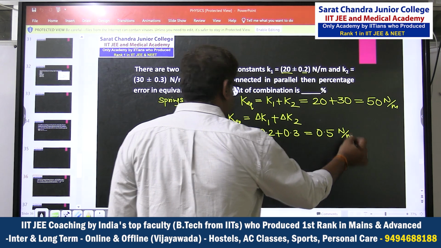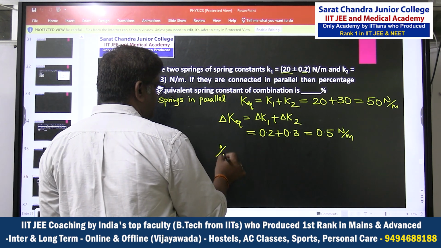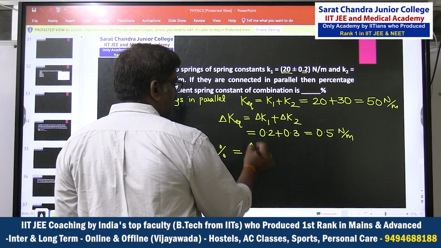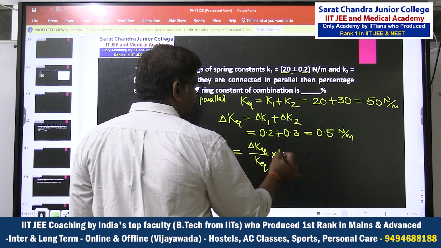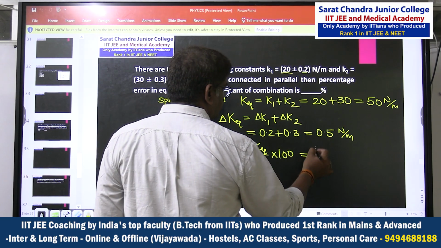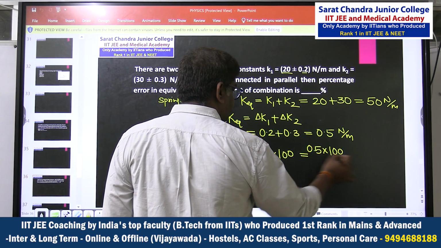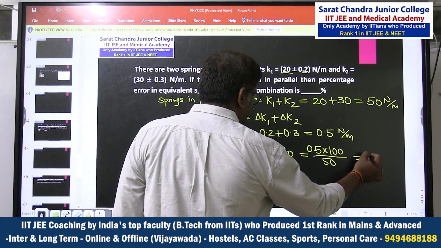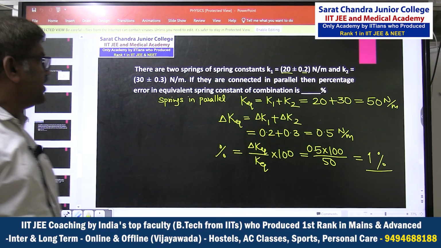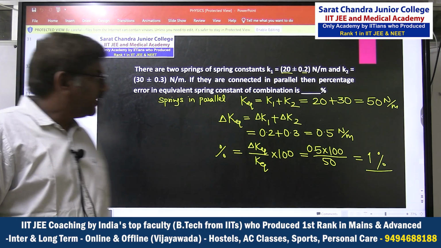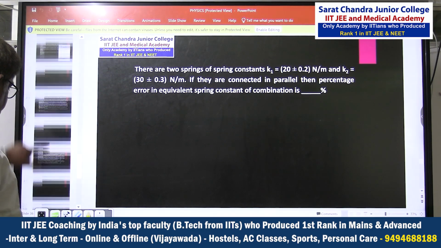We have to find out the percentage change. So for percentage change, we can say it is delta K equivalent divided by K equivalent multiplied by 100, which gives you 0.5 into 100 by 50, which gives you 1%. So what is the percentage error in the equivalent spring constant? That is 1%. 1 is the answer for this question. Okay, let's move to the next one.